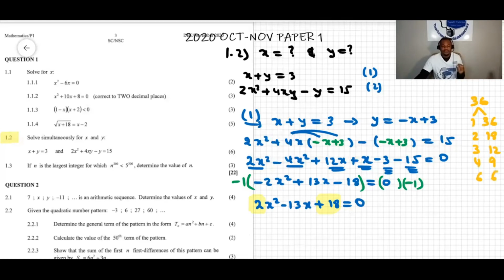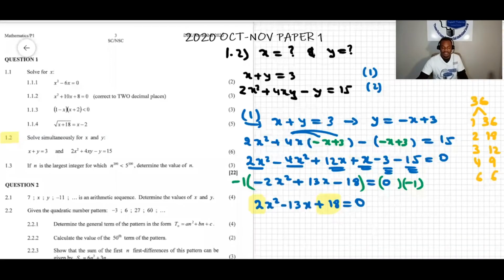Then I want to select the only one couple which will make a sum equal to the coefficient of negative 13. Now let's see which couple will make negative 13. I'll go backward. 6 and 6 will never make negative 13.